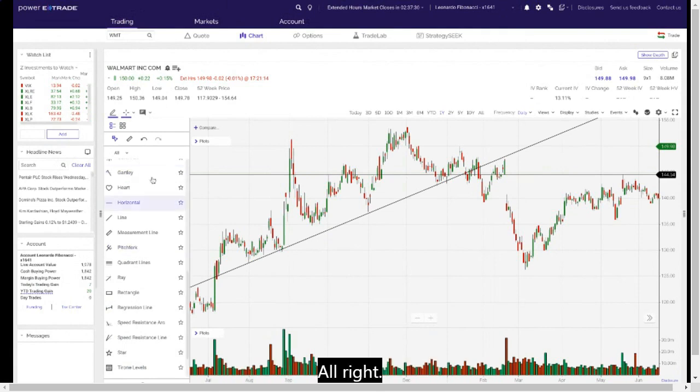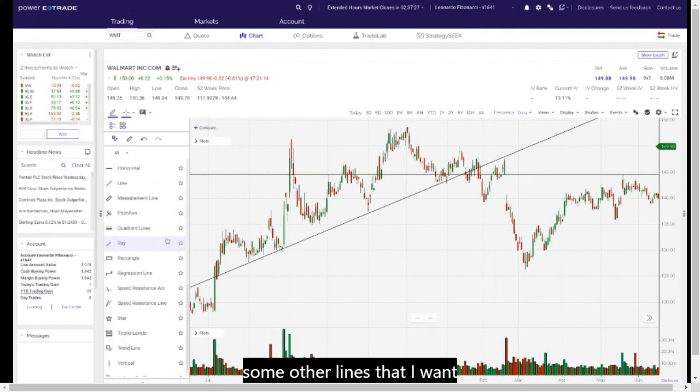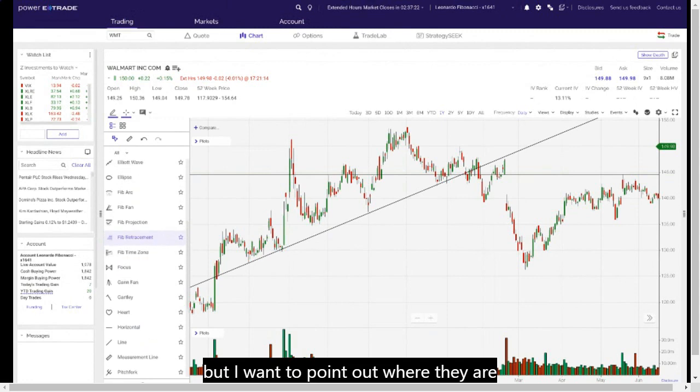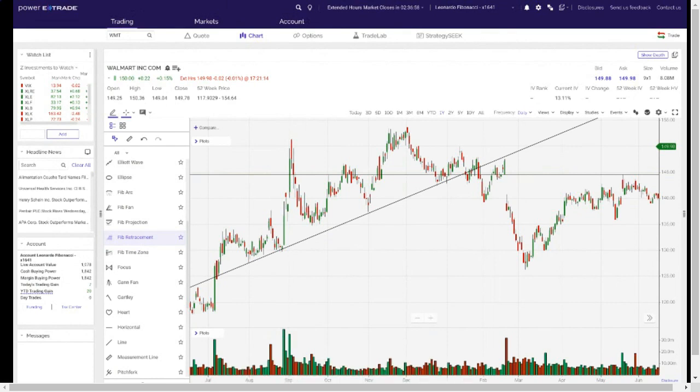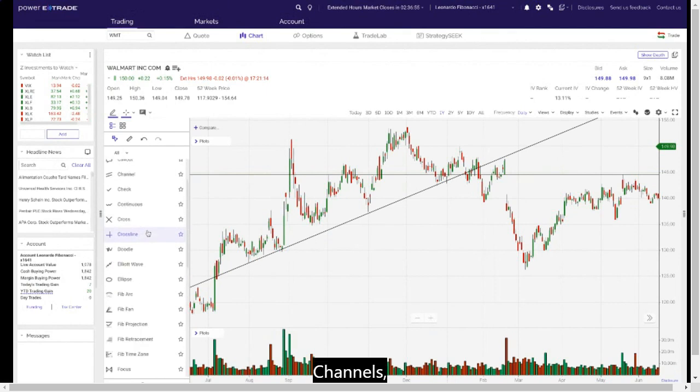All right. So here are some lines. Some other lines that I want to point out, maybe some things that we didn't talk about, but I want to point out where they are because it's important that you know some things that you may be familiar with. In the F's here, the Fibonacci retracement, that's the most popular one. The Fibonacci retracement is going to be in your drawing tool. And that one, if you're familiar with it, does also help you identify support and resistance levels after a significant move.